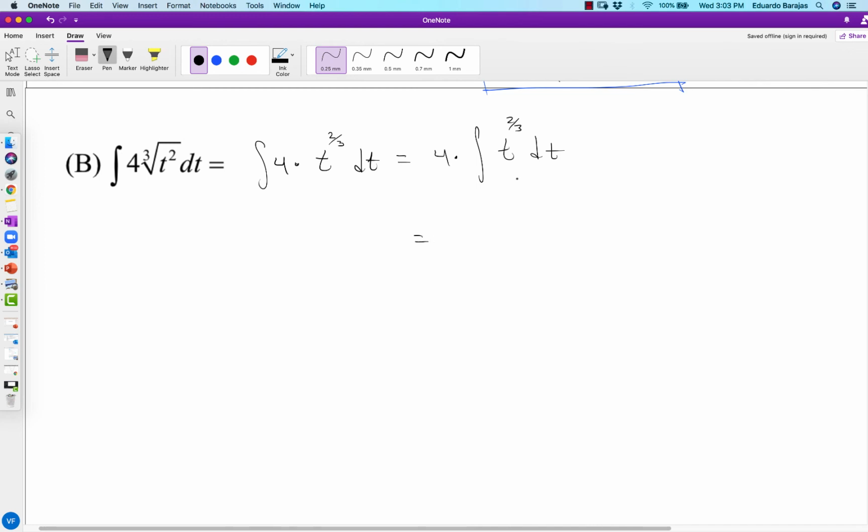And then just following the same pattern we've been using. Up to now, the exponents have always been natural counting numbers, 1, 2, 3, 4, 5, 6. But there's nothing in the property that says you can't have a fraction. So we can just follow it in the same spirit. This is going to be 4 times t to the power of 2/3 plus 1. And then this is going to be 1 divided by that same thing. So it's going to be 2/3 plus 1. Let me make space.